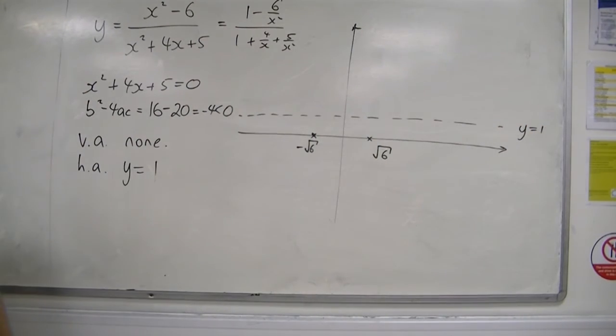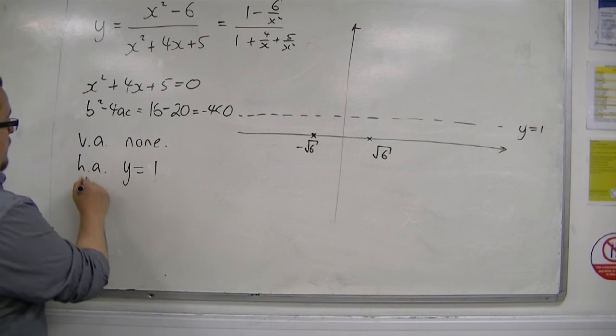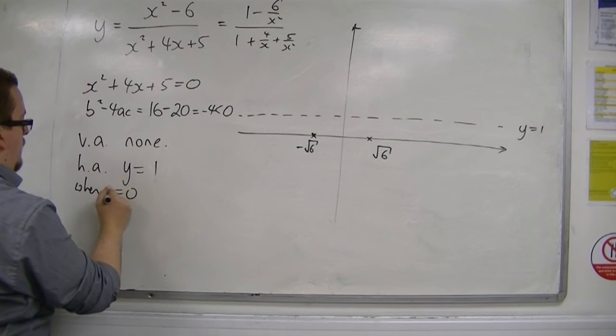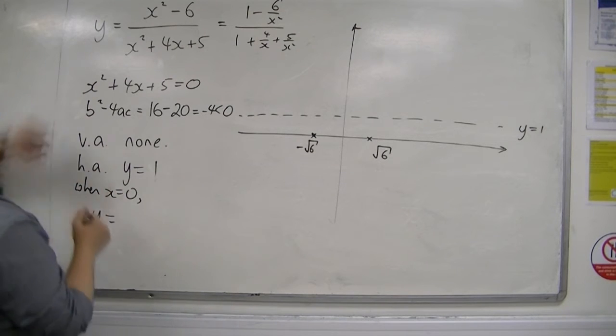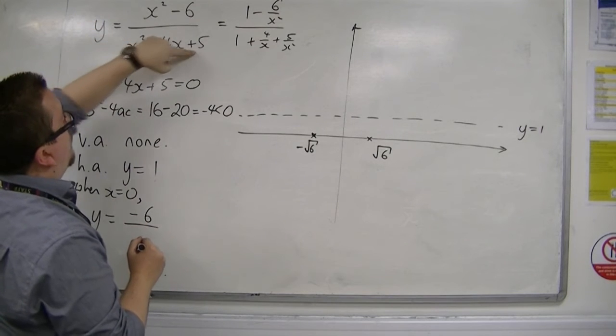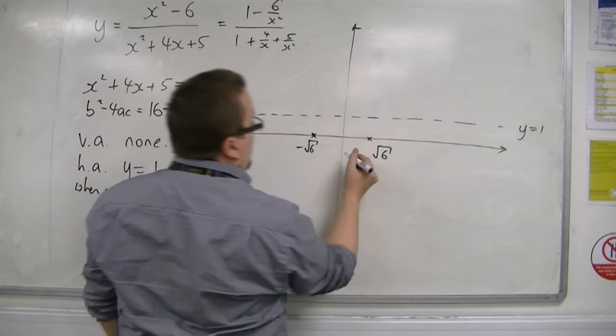Okay. Now how about where it crosses the y-axis? That's when x is 0. So when x is 0, y is equal to minus 6 over 0 plus 5. So minus 6/5. So minus 6/5 is down here.